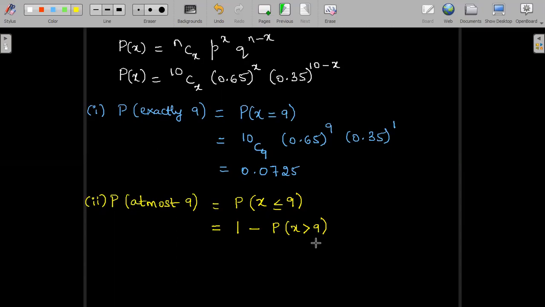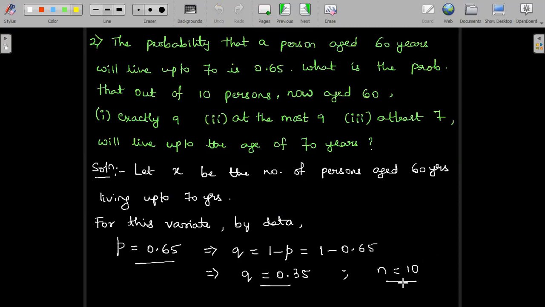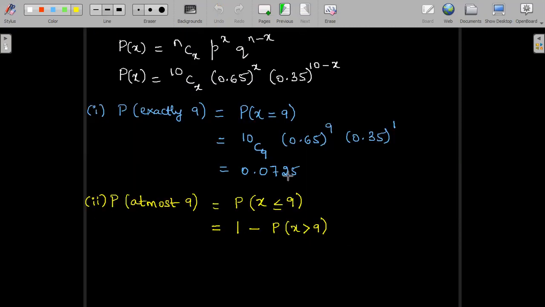And when it comes to probability of x greater than 9, here greater than 9 means it is only up to 10, because n is equal to 10. We have to apply probability of x greater than 9, which means it should be only x is equal to 10. So whenever we write down this formula, x takes the values 0, 1, 2, 3, etc. up to n, and here n is equal to 10.